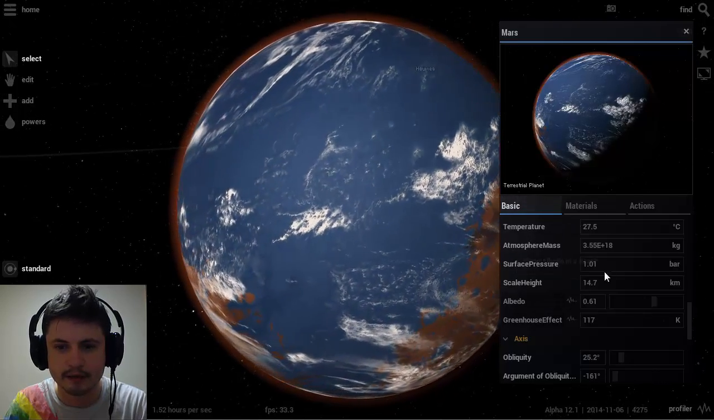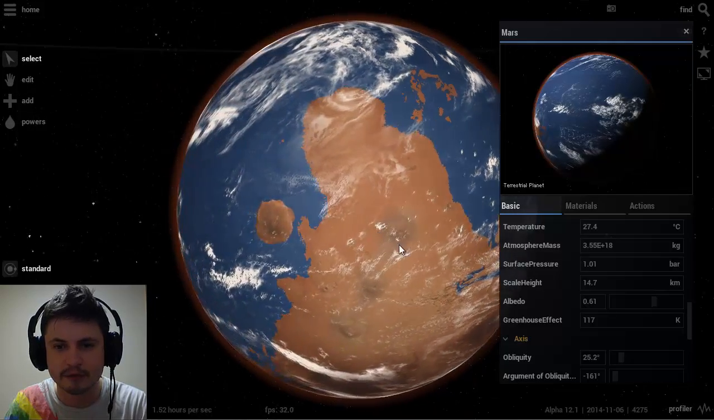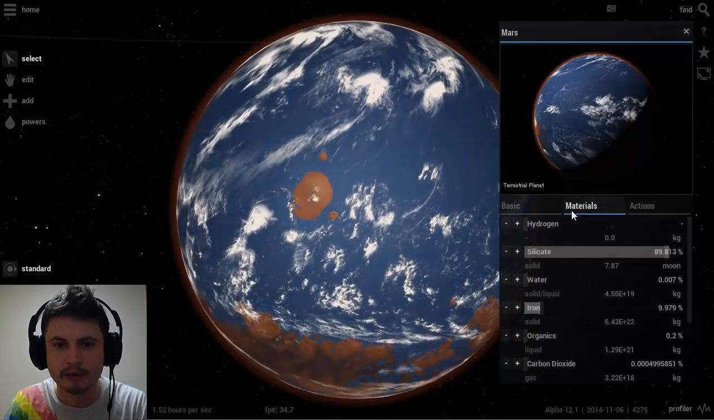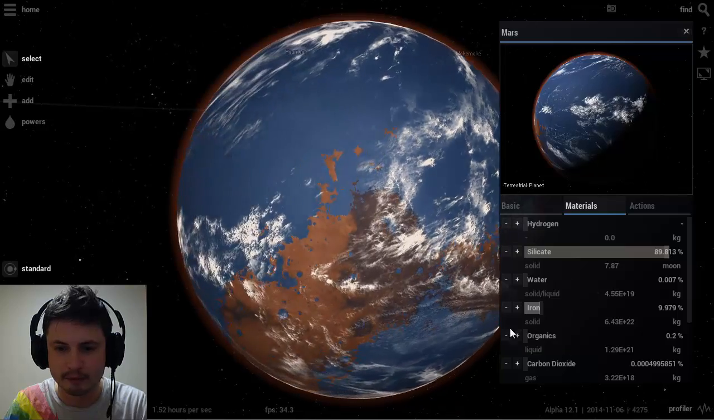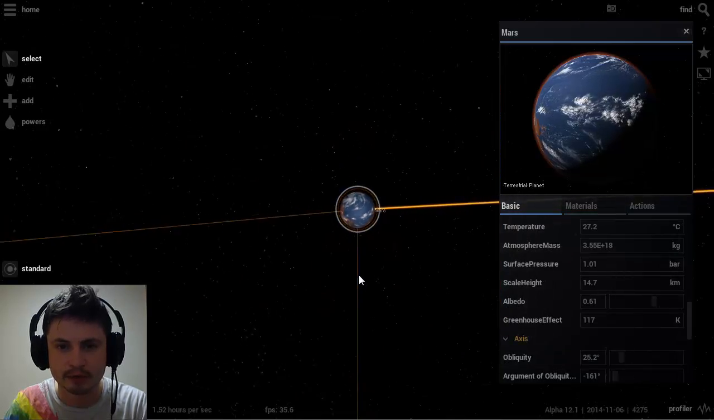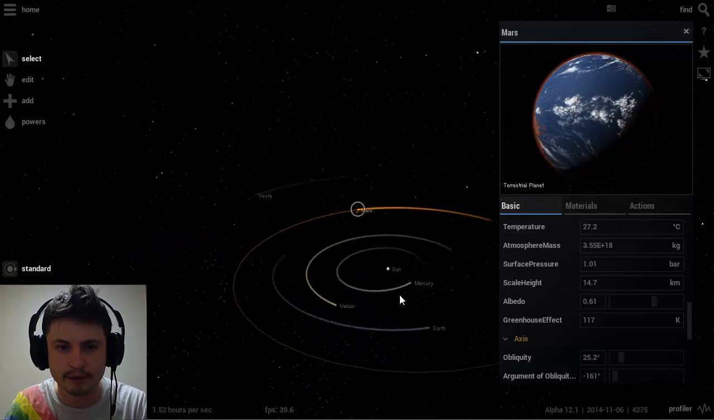We have an Earth-like atmosphere, and everything else is Earth-like, except for the greenhouse effect, which is a little bit too high. But we need the higher greenhouse effect because it's farther away from the sun. And we have some water, some organics, some carbon dioxide. Alright, so we've just terraformed all our terrestrial planets. Everything looks like Earth now. Let's go with the gas giants.